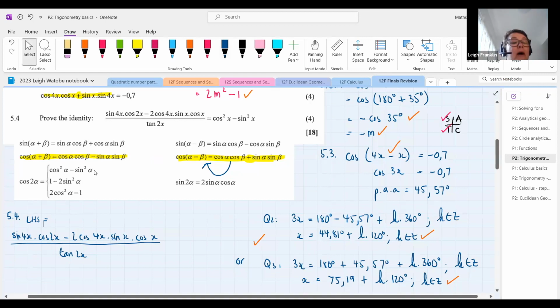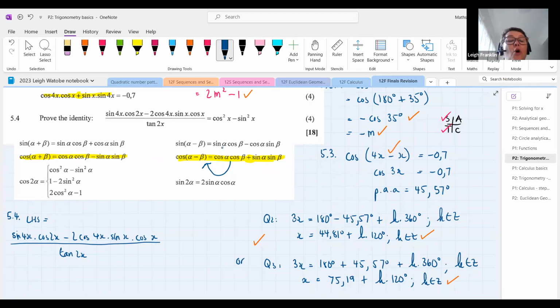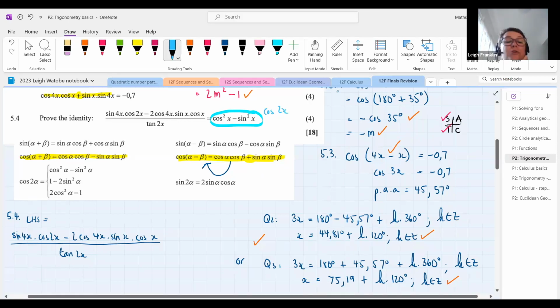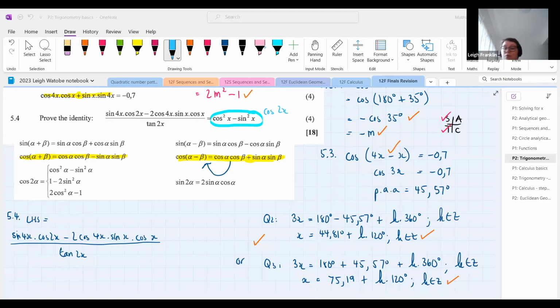Incidentally, I know that our identities are here on the board. What is the right-hand side equal to? So cos squared x minus sine squared x is what? What do we know about that? What's it equal to? So that's equal to cos 2x. Good, well done, everybody. So we know that we have to simplify the left-hand side to cos 2x. That's what we're looking for, isn't it? Because then we can just rewrite it as cos squared x minus sine squared x. So that's what we've got to do.